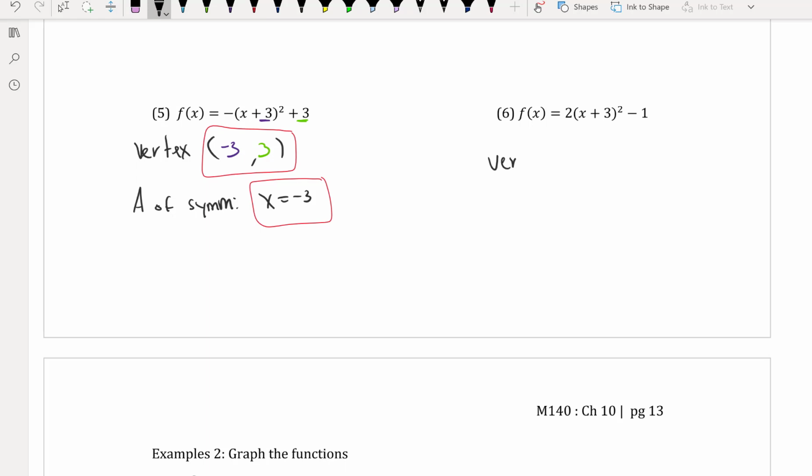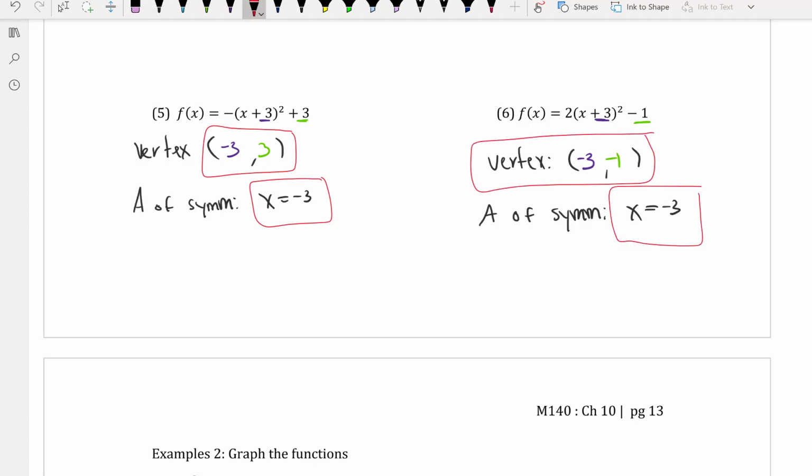So for number 6, it is hopefully getting boring now because you're just like, oh yeah, I know exactly what I'm doing. I can do this within just seconds, where I have my h value, which is negative 3, and I'm going to have my k value as a negative 1. So then my axis of symmetry would be x is equal to a negative 3 as my final answer. Okay.